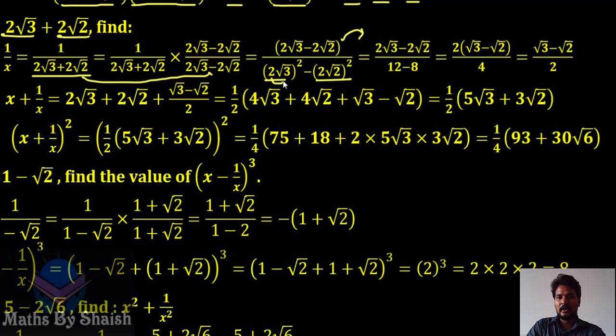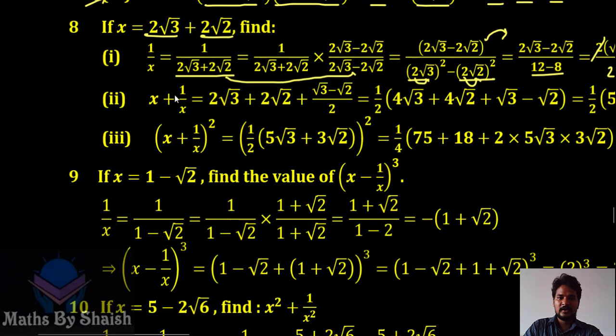2 square is 4 and root 3 square is 3, so 4 3s are 12. 2 square is 4 into root 2 square is 2, 4 2s are 8, and then we get 4. In the numerator I have taken 2 common, then root 3 minus root 2, and the denominator is 4, so we can cancel this and we will get root 3 minus root 2 upon 2, that is 1 over x.